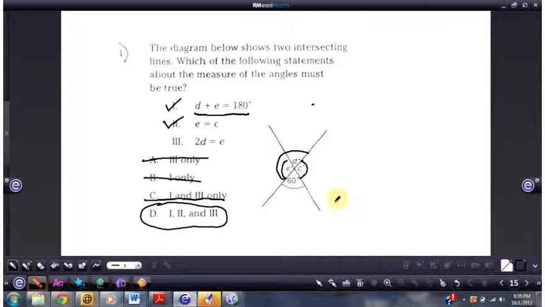All 3 are true. Now, if you wanted to know whether or not all 3 are true, you just take a little bit of math. First of all, 2D equals E. First, we need to figure out what D is. D is a vertical angle with 60, so that means the measure of D is 60 degrees. E and D, as we've already established, are supplementary, equals 180.